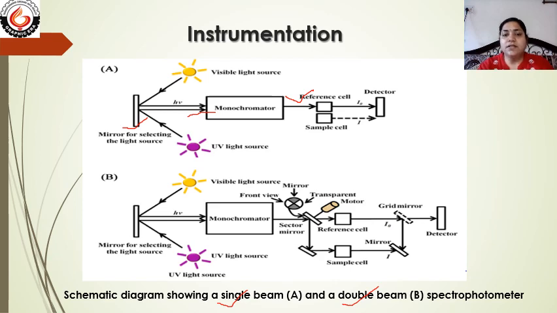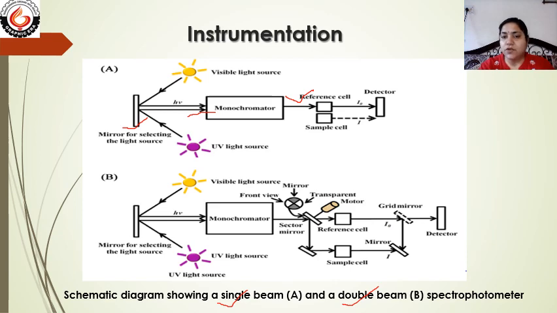Then the same process is repeated for the sample, which is put in the sample cell. Again the radiation, after passing through the sample, goes to the detector and gives the result. So in the case of a single beam instrument, we have to run the instrument twice.